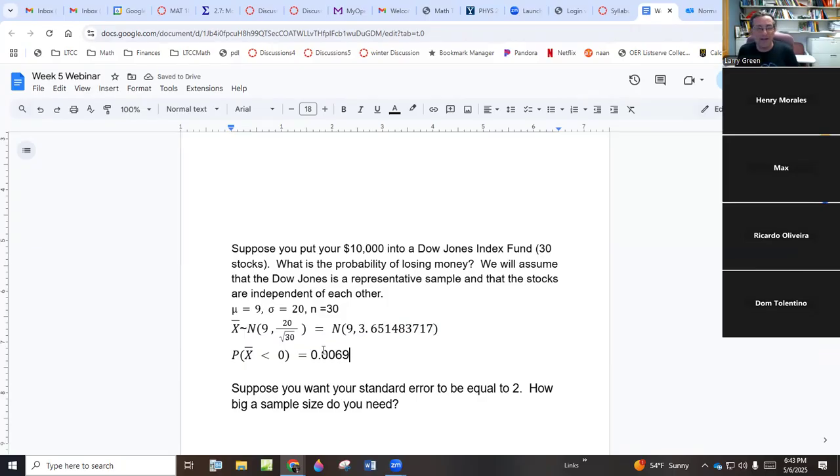Any questions on that? Any questions? What they call this, and you've probably heard this word before, but you probably haven't thought about it in terms of statistics, is a diversified investment. Have you heard that word before?